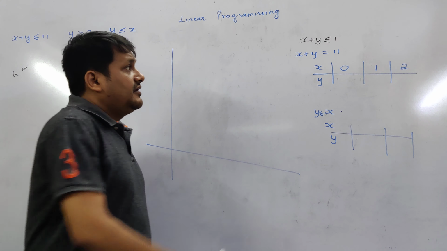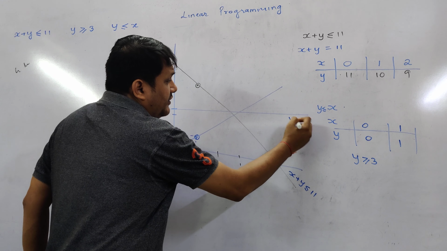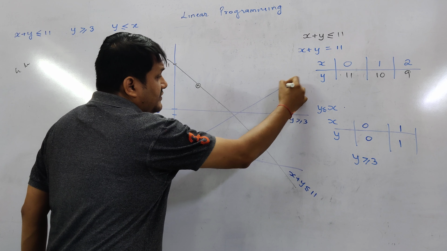Correct? The third line which is given to us is y greater than equal to 3. Whenever you have lines of the types y is equal to a or x is equal to b, these are lines which are parallel to the coordinate axis. If I want to plot y is equal to 3, this is a straight line passing through y is equal to 3 and parallel to the x-axis. So I get somewhat this kind of a graph. Now y is greater than equal to 3.